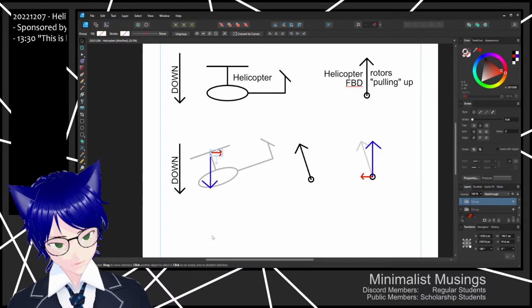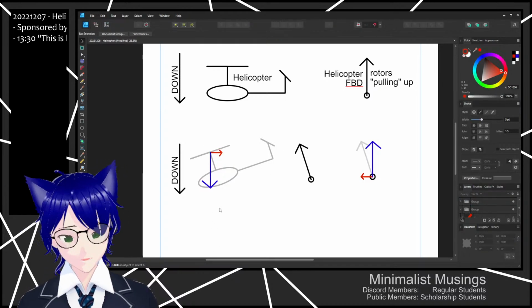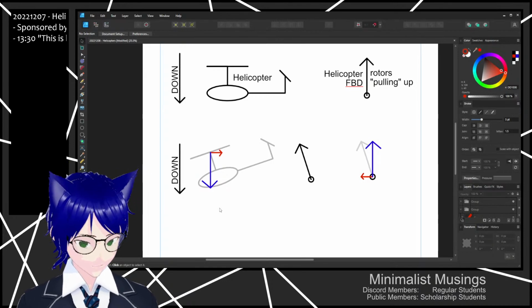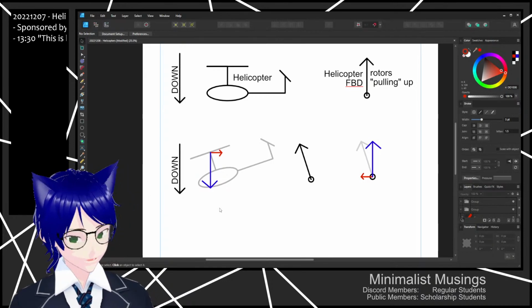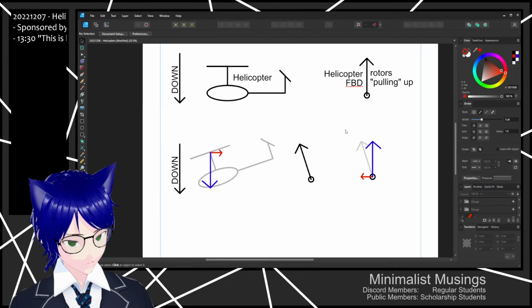air towards the right and it's pushing air downwards, right? And so because it's doing that, the reactionary force of the air on the helicopter is this.